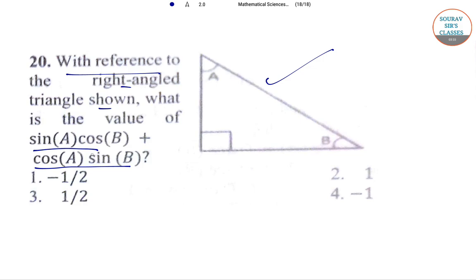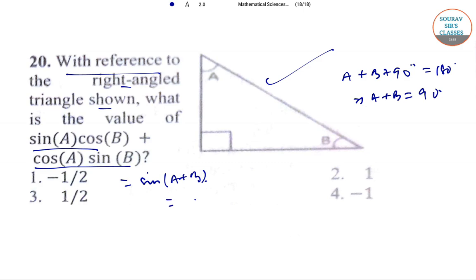Now sin A into cos B plus cos A into sin B is equal to sin(A plus B), and we have been given that A plus B plus 90 degrees is equal to 180 degrees. From here we get A plus B is equal to 90. So sin 90, which is equal to 1. Therefore option 2 gives us the correct answer.